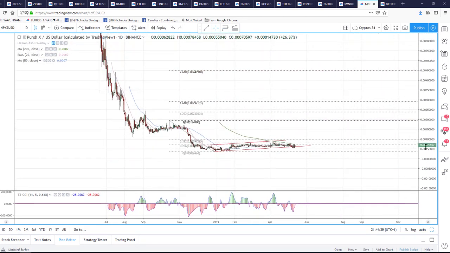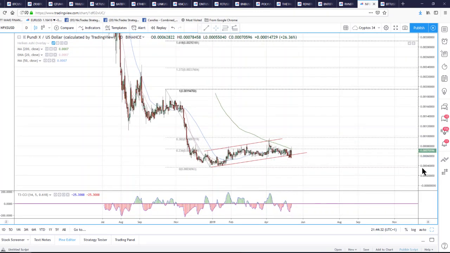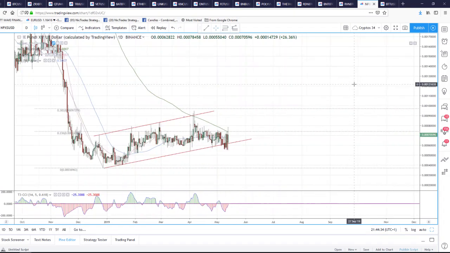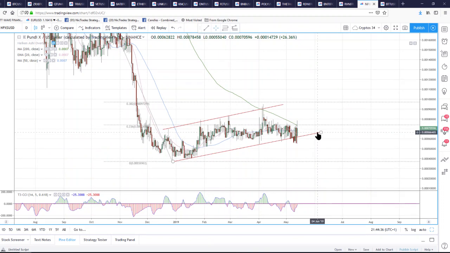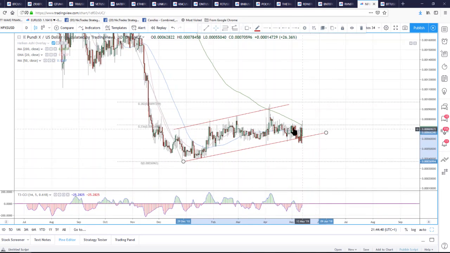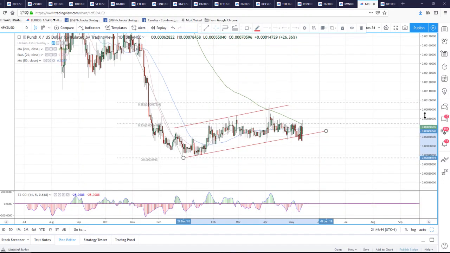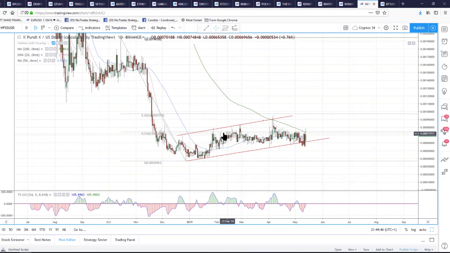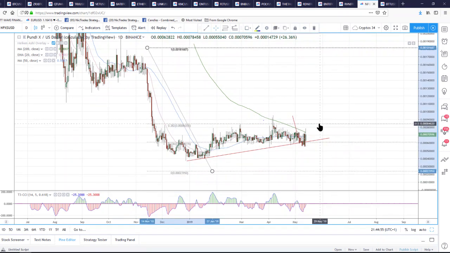This is calculated by Trading View because I don't think you can trade it. But you know what? You're not really losing money in Pundi. It'd be very good to see this. This is the 236 fib level again, where we've got a bit of trouble here. See this horizontal level? That's the level that we need to get above. That and the 200-day.